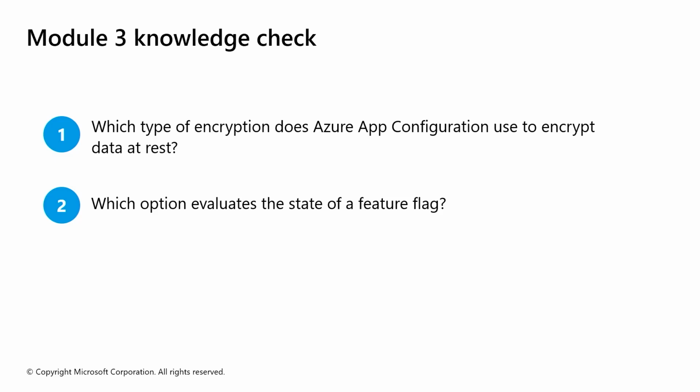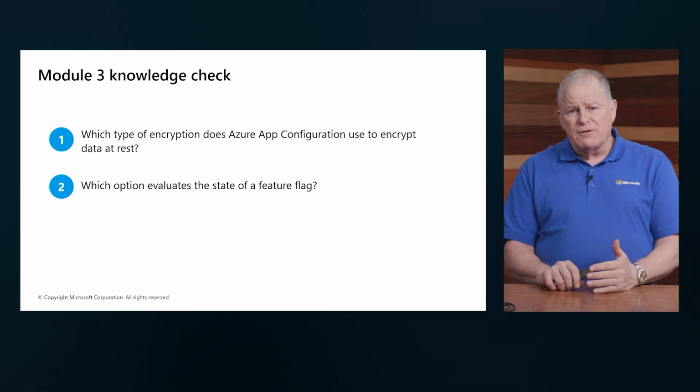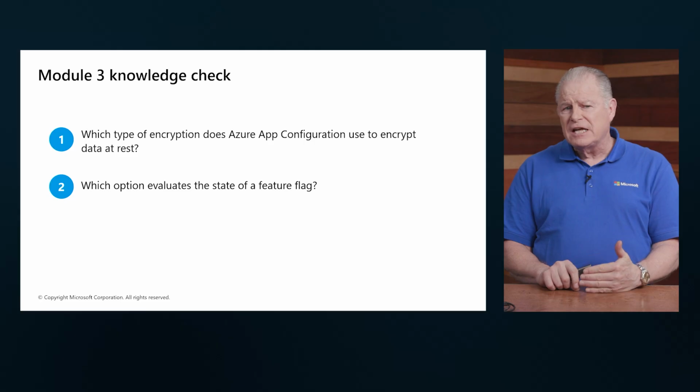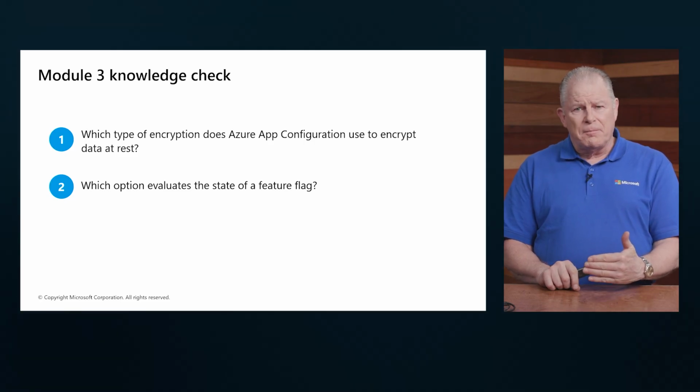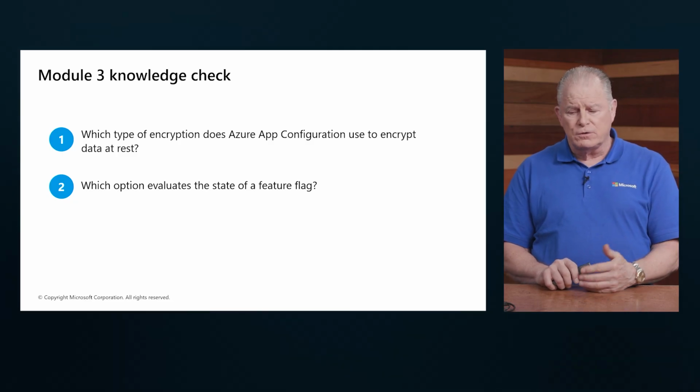Question number 2, which operation evaluates the state of a feature flag? Go ahead and pause the screen. The operation that evaluates the state of the feature flag is the filter that you assign. And so you can have a multi-state filter that would then go through and identify a possible configuration to say, does the flag turn on or turn off?